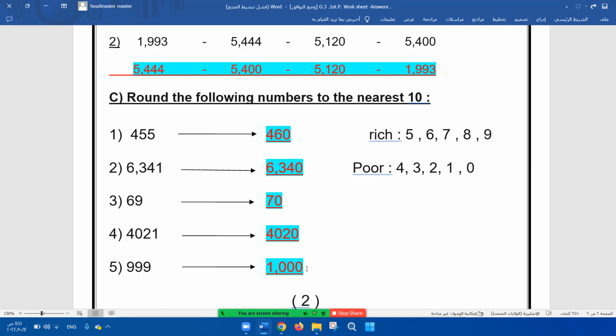This is a special case. To get a number that has 3 zeros when you round it to the nearest 10, it's a special case, okay? When you have consecutive 9s like that, you know that 9 is a rich digit, so it rounds up the digits beside it, so the number flips into 1,000 like this number, okay? So I hope you understand all of these lessons.